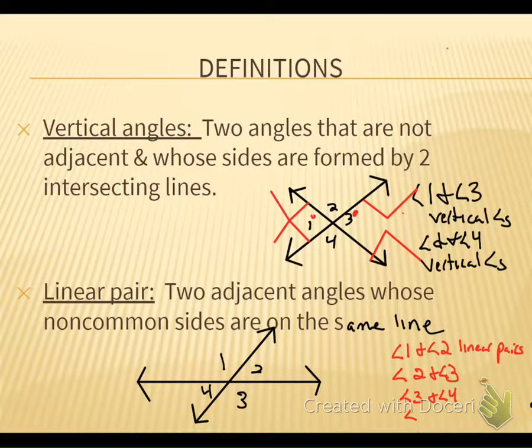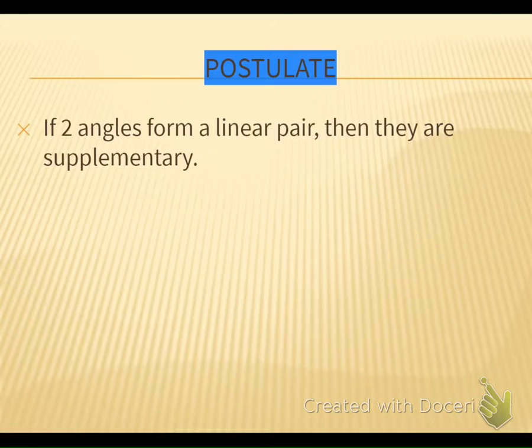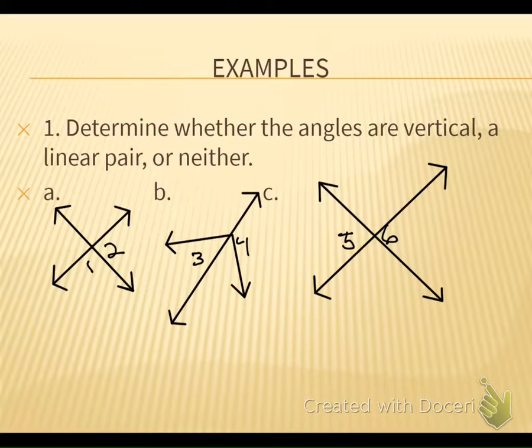Say it one more time. It's the adjacent angle where the other sides lie on the same line. So it's going to form a line with it. Yep, adjacent angles as long as they share that non-common side on the same line. Today we're going to talk about the postulate that if 2 angles form a linear pair, then they are supplementary. What does it mean to be supplementary? 180. Nice job.